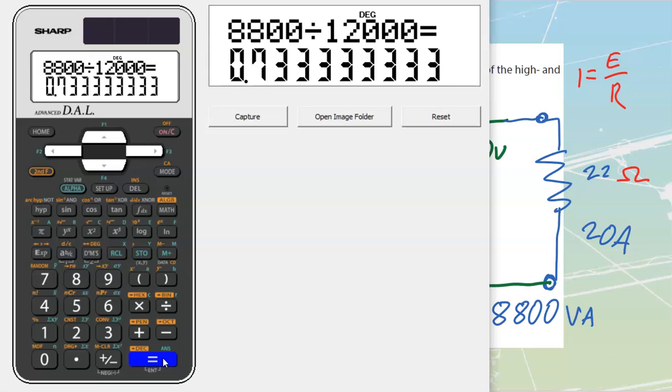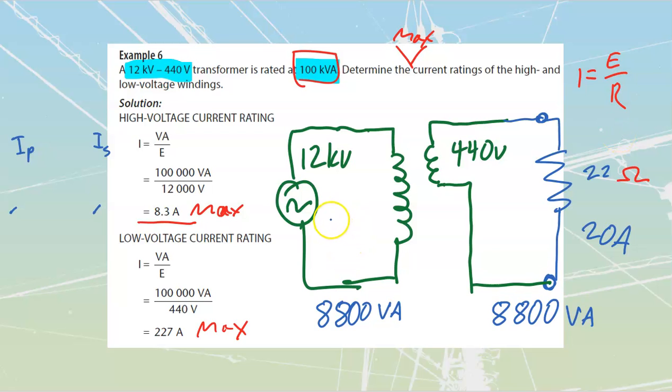Has the current gone up? Absolutely. It was just at 36, and now we're at 733 milliamps. So we can graph another point on both of these. What we see is that as my secondary current goes up, my primary current goes up, but it's just measured on a different scale. That's all that's happening inside of here.